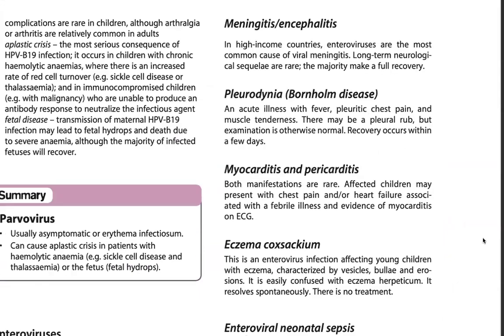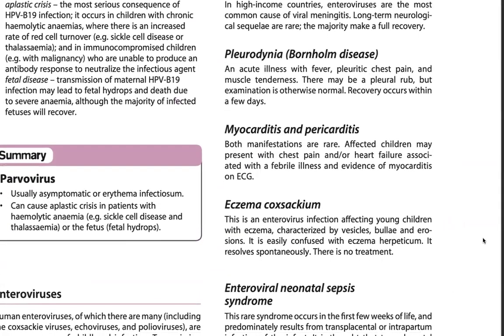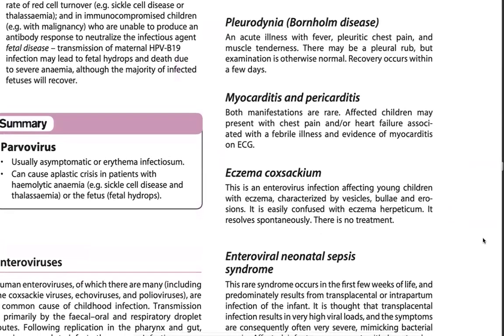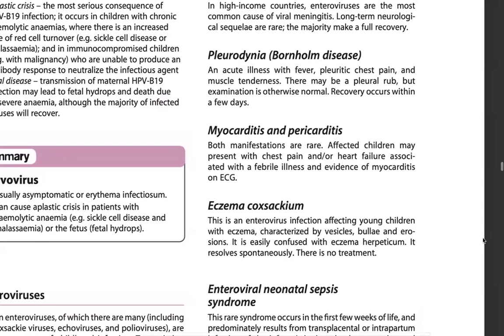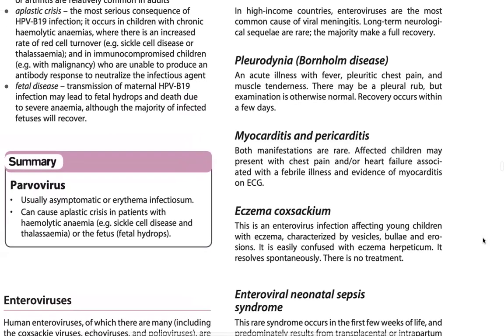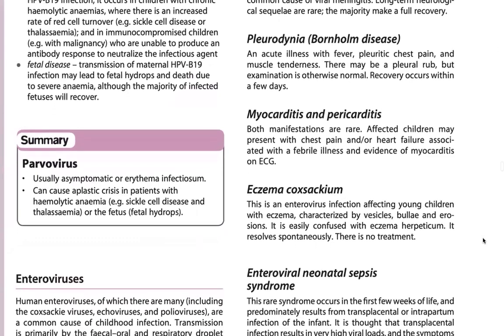Meningitis and encephalitis: in high-income countries, enterovirus is the most common cause of viral meningitis. Long-term neurological sequelae are rare. The majority make a full recovery. Pleurodynia, or Bornholm disease, is an acute illness with severe pleuritic chest pain and muscle tenderness. There may be a pleural rub, but examination is otherwise normal. Recovery occurs within a few days.